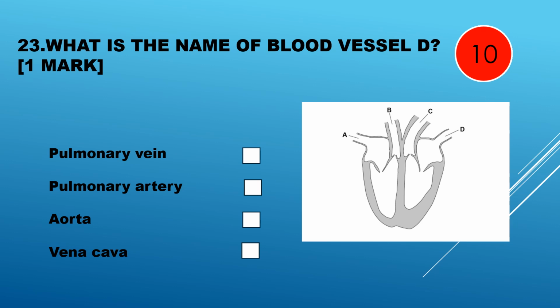Question 23. What is the name of the blood vessel D? Pulmonary vein, pulmonary artery, aorta, vena cava. Blood vessel D is the pulmonary vein, carrying oxygenated blood back from the lungs into the left hand side of the heart, into the left atrium.